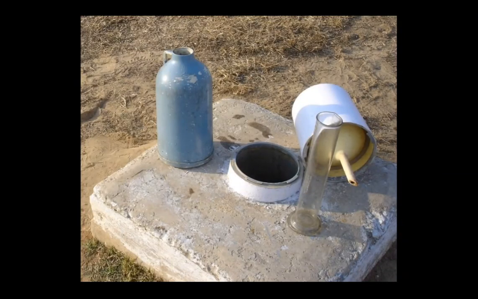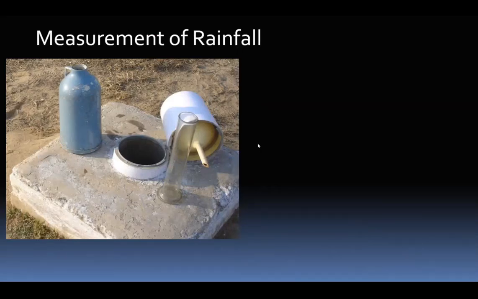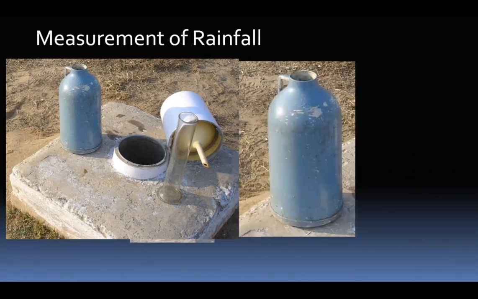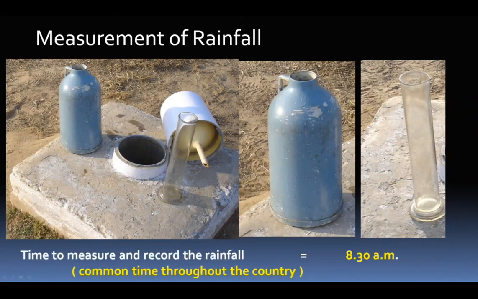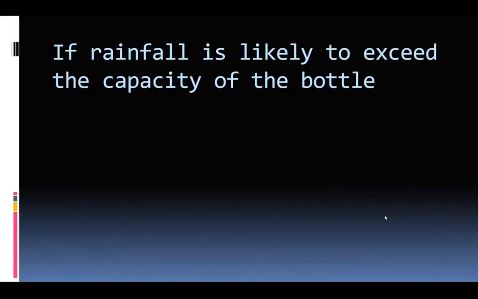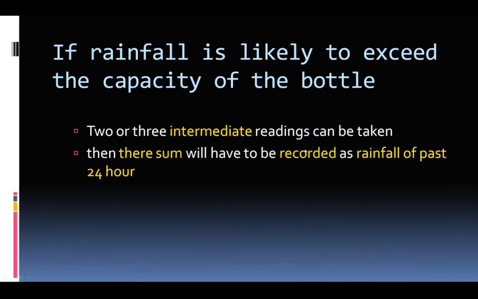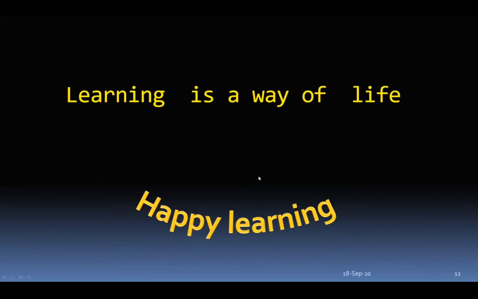How do we measure rainfall? A man comes daily at 8:30 a.m. He opens the rain gauge, takes out the bottle and the jar, and measures the rainfall of the past 24 hours with this jar, and then he records it. If rainfall is likely to exceed the capacity of the bottle, then 2 or 3 intermediate readings can be taken and their sum has to be recorded as the rainfall of the past 24 hours. Thank you very much.